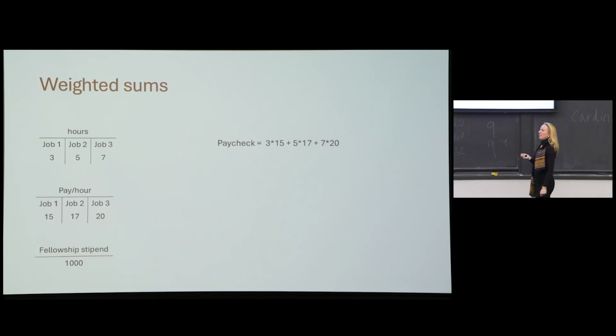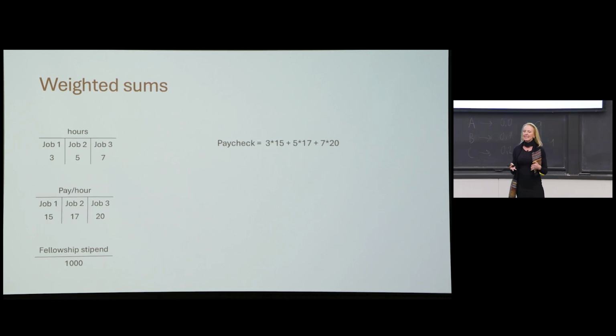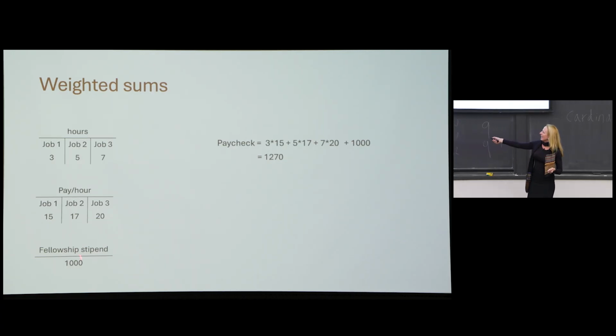Suppose the student also gets a fellowship stipend, so that's just some amount which doesn't actually depend on hours worked, right? So you can also make sense of adding into these weighted sums a quantity that is independent of the inputs, independent of the hours worked. So let's do that. We know how to do this, right? If you get $1,000 on top of that, you just add it, right?